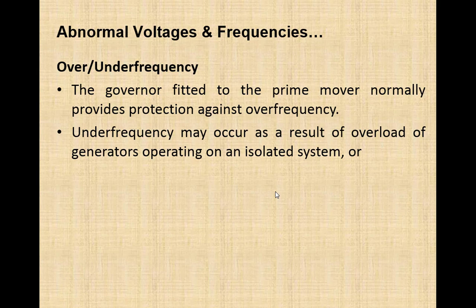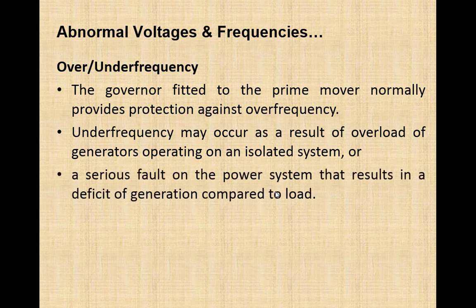So this was the discussion of over frequency and under frequency for generators. If a generator is part of an interconnected system, a serious fault on the power system that results in a deficit of generation compared to load may result in a reduction in frequency. And this is a situation that results in blackout or cascade outage.